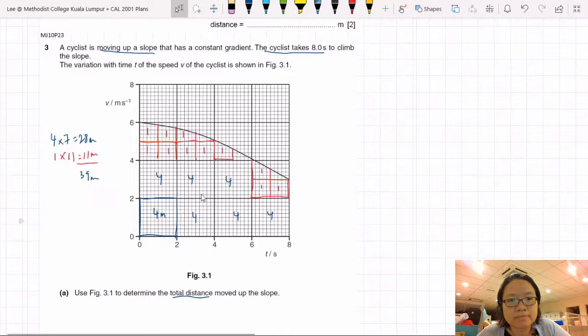So 39. Your cyclist is moving up. The slope has a constant grade. It's a normal inclined plane. 8 seconds to travel up.